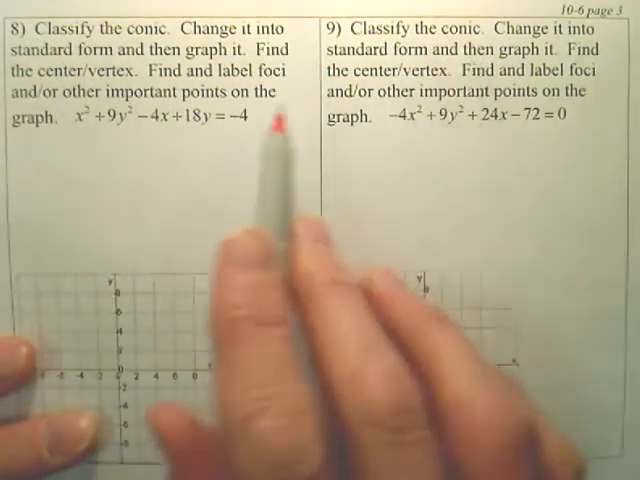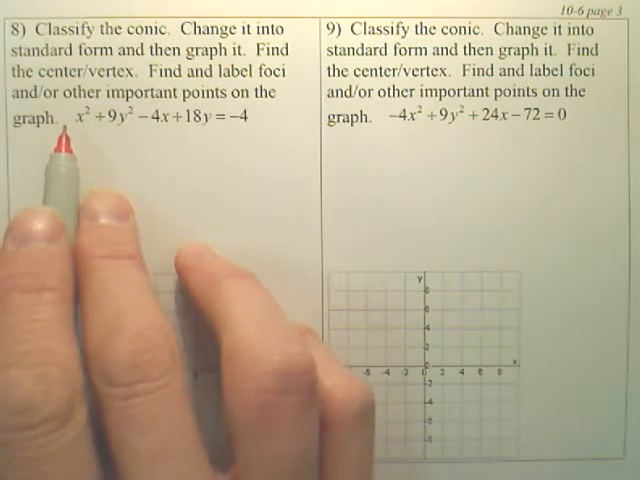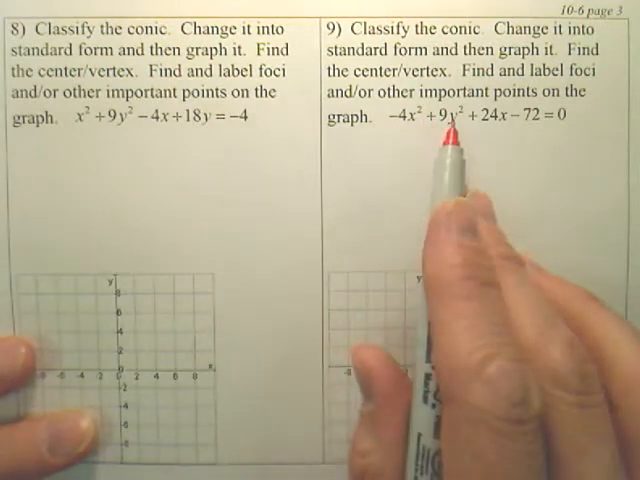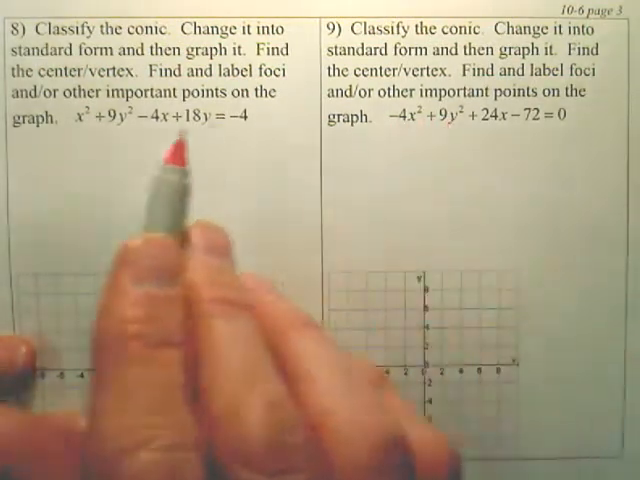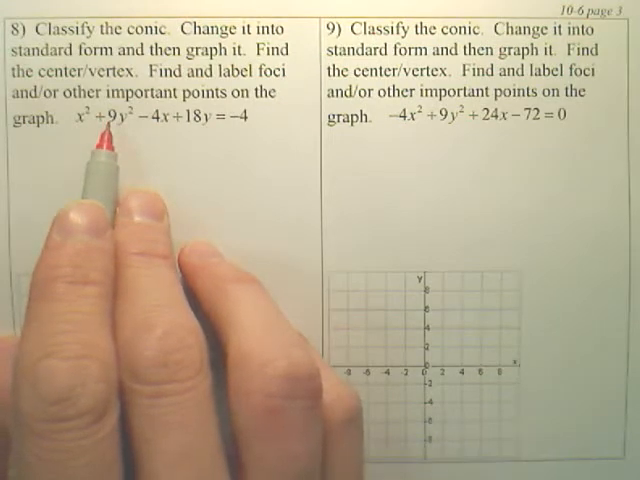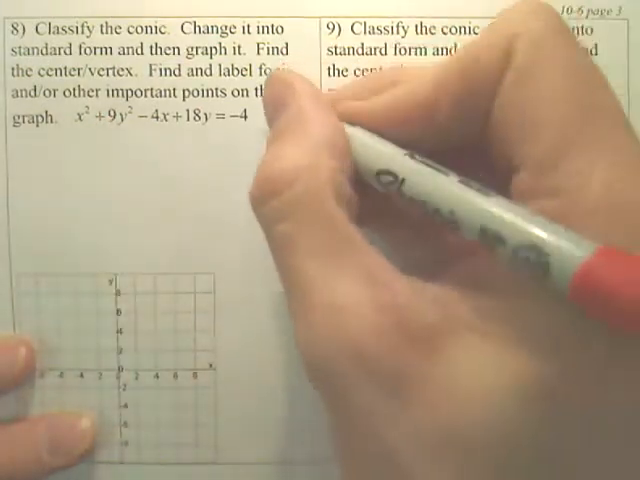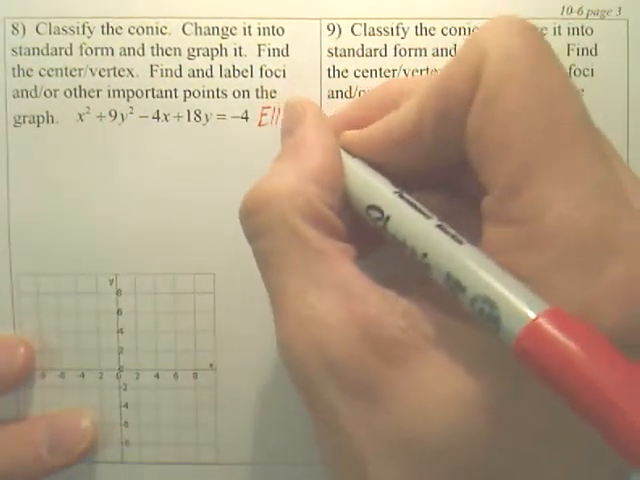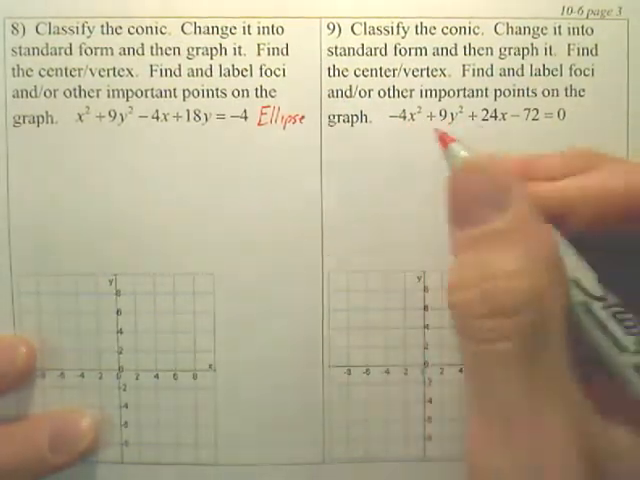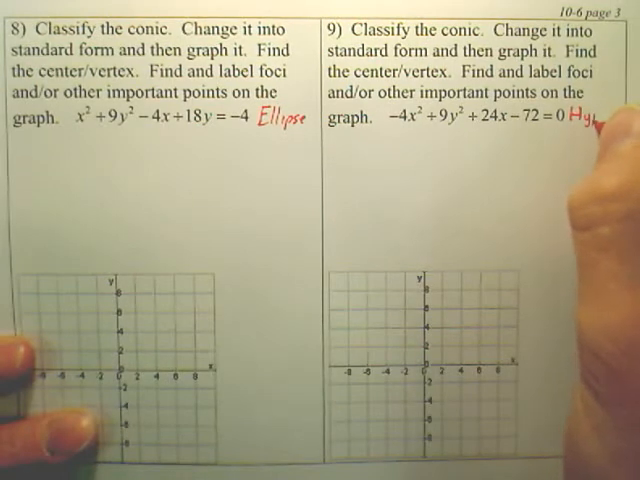We're going to classify both of these conics. What we do is you look at the x squareds and the y squareds. Since the x squared and the y squared are completely different, but when we said on our description, if they're different but they're both the same sign, we know they are an ellipse.